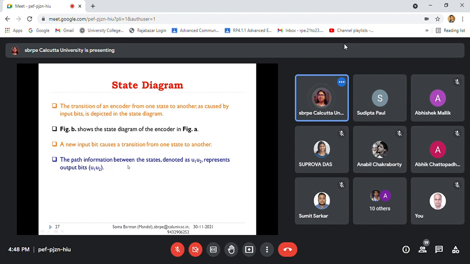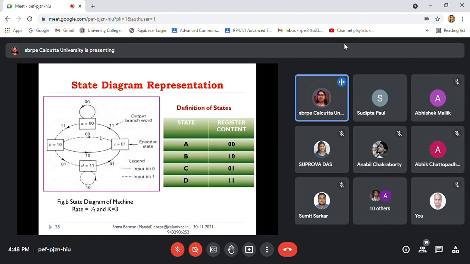I'm showing that figure B shows the state diagram of the encoder A. So we are defining the state here. You can define it a different way, but the general convention is that state A is defined by 0, 0.